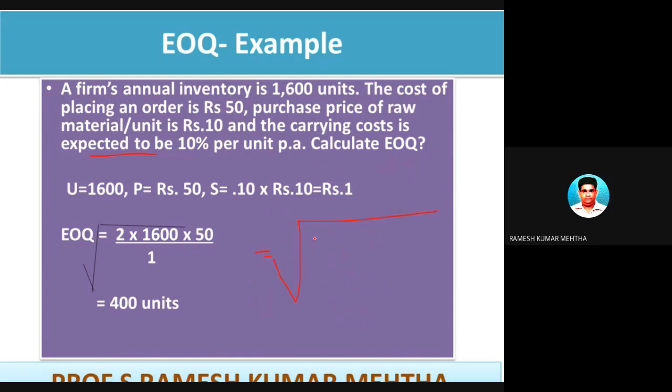So this is 2A. A is annual consumption. The annual consumption is 1600 units, into ordering cost. Whenever I order, to place an order, it will cost me 50 rupees, divided by C, carrying cost. The carrying cost is given as 10% of the material cost. So 10 rupees into 10%, which is 1 rupee. So if I calculate this, I will get 400 units.